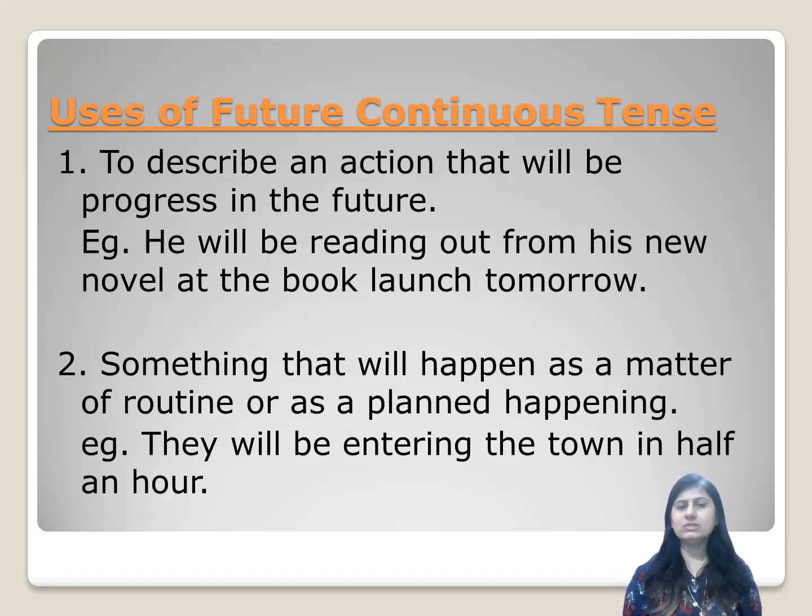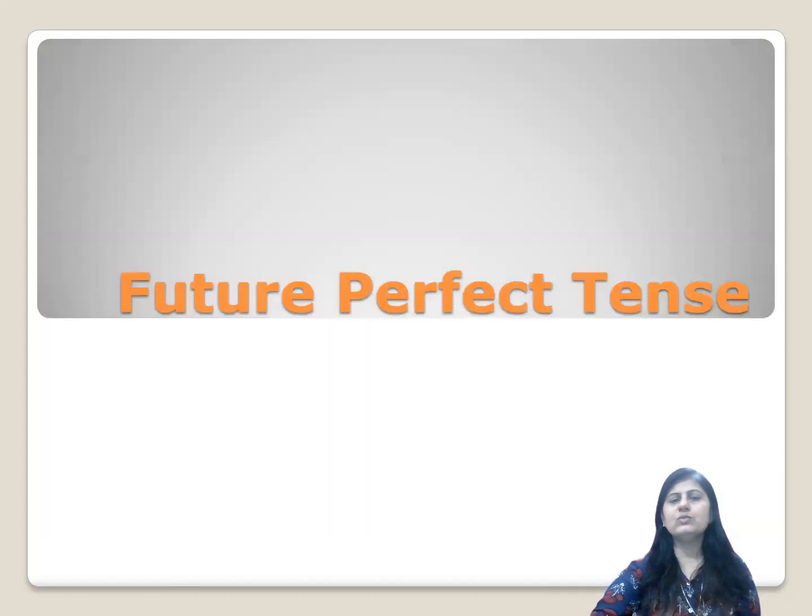Or we can also use this tense for what will happen as a matter of routine or a planned happening. Something which is planned or is routine work but will happen later on in future. Like, they will be entering the town in half an hour. Something which is to be done after half an hour but this work will be in progress. So this was the use of future continuous. Now let us move to the next tense, that is future perfect tense.